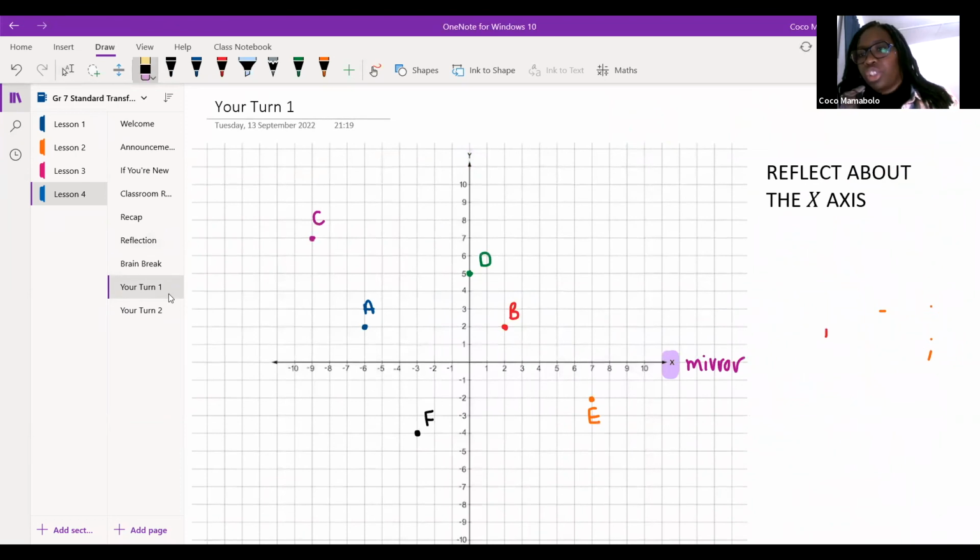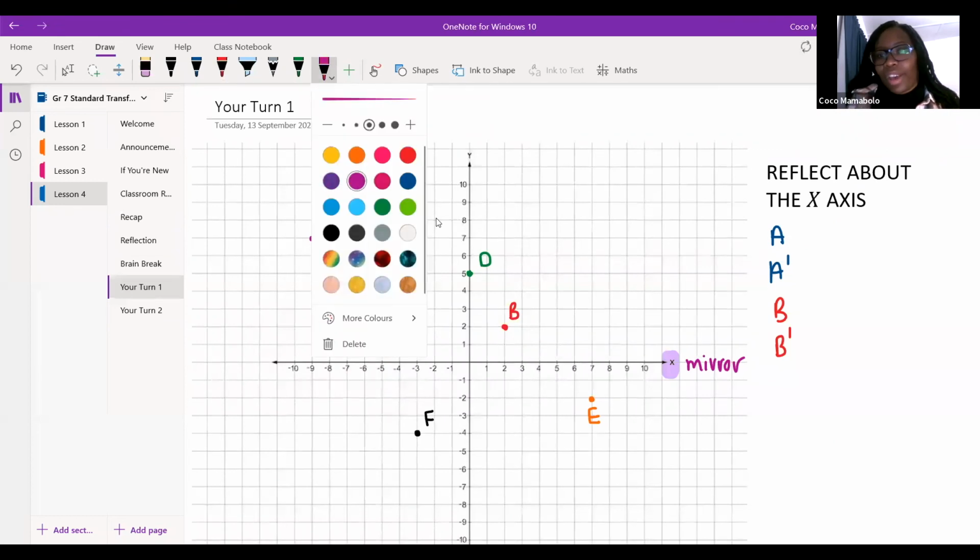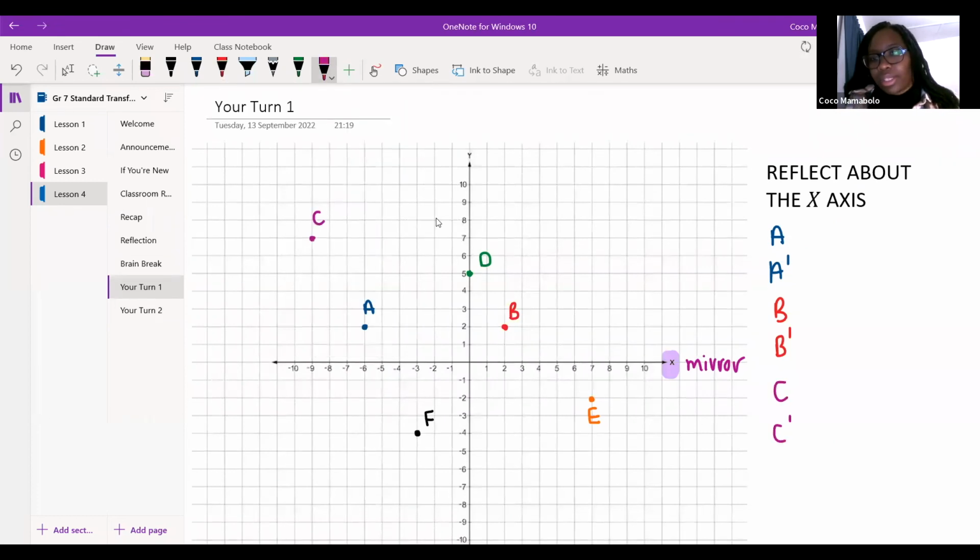There we go. What I need you guys to do in this one is go find A and then find A prime using the same rule that we just used for reflecting. Find B and B prime. Find C and C prime using the same rule that Teacher Cat just taught you guys. Find D and D prime. E and E prime, and then go find F and F prime.